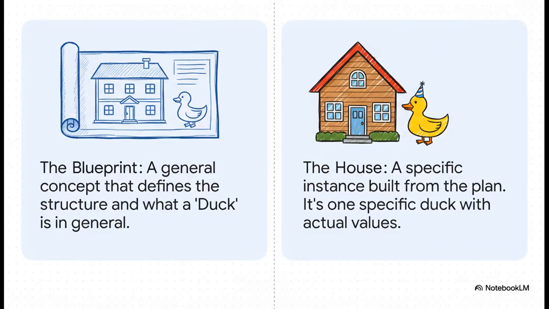And this comparison really nails it. The blueprint is the class. It's the general concept, the plan. The house is the object. It's the specific, real thing you build from that plan. Or think about it this way. A class defines the idea of a duck in general. It has feathers, it quacks. An object, on the other hand, is one specific individual duck. It's the blueprint versus the actual house you can walk into.